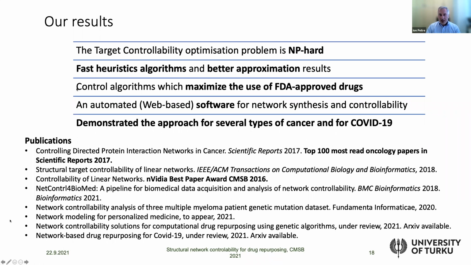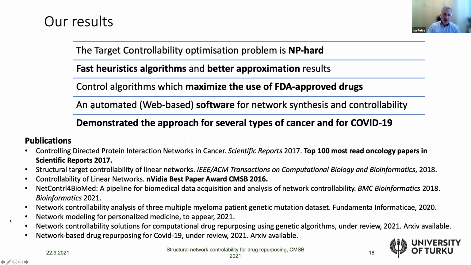We also did a version of this problem where it's about minimizing external interventions, but we would like to maximize the use of FDA-approved drugs. What this translates into is that you also have a set of so-called preferred nodes. You would like to use those for your interventions, because you know that you have drugs acting on those nodes. So it's about minimization of drugs, but maximization of as many as possible FDA-approved drug targets.